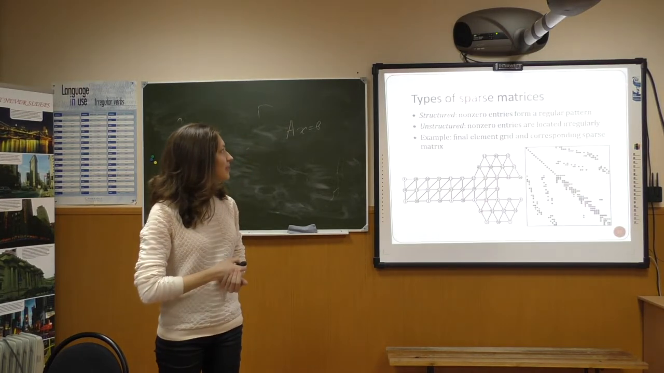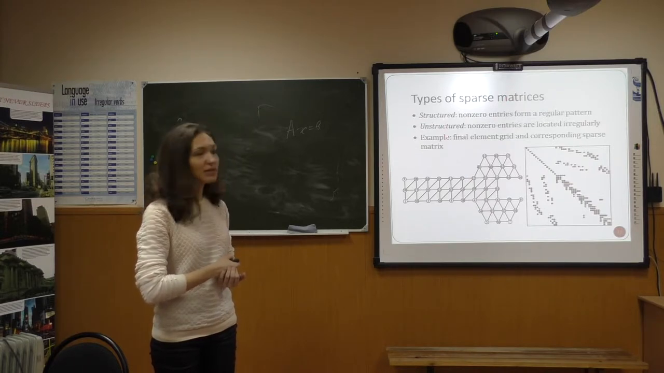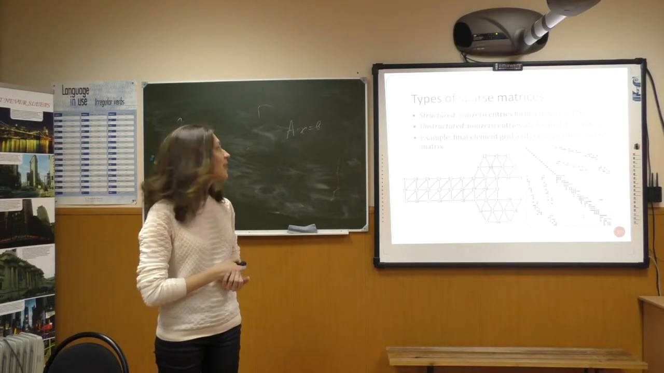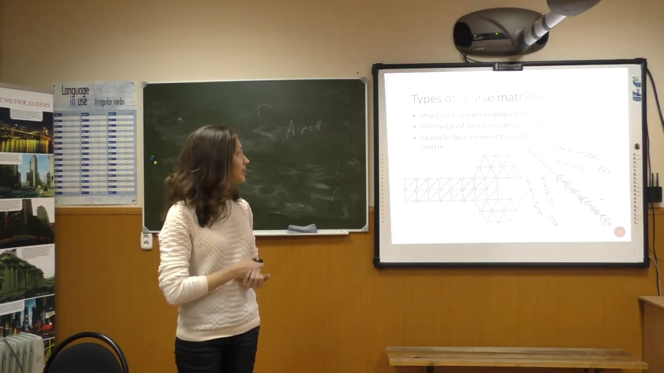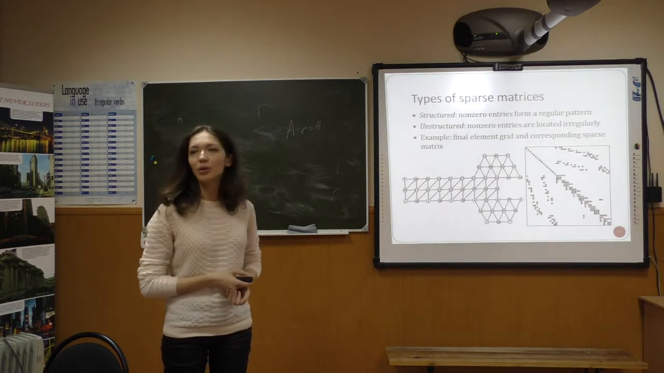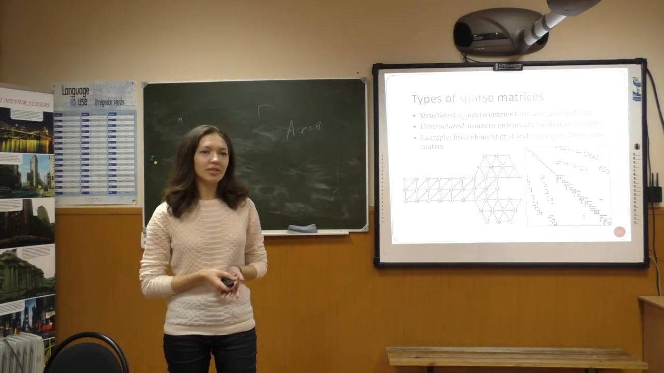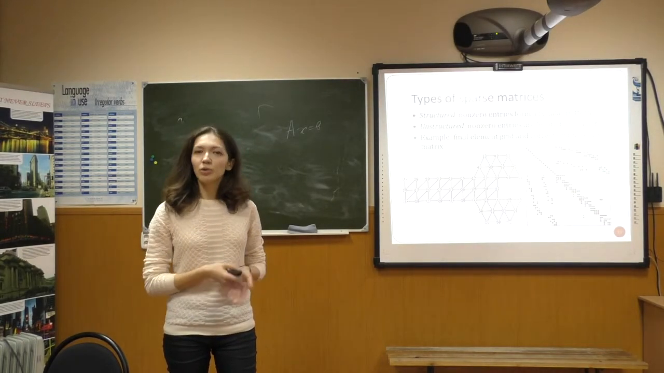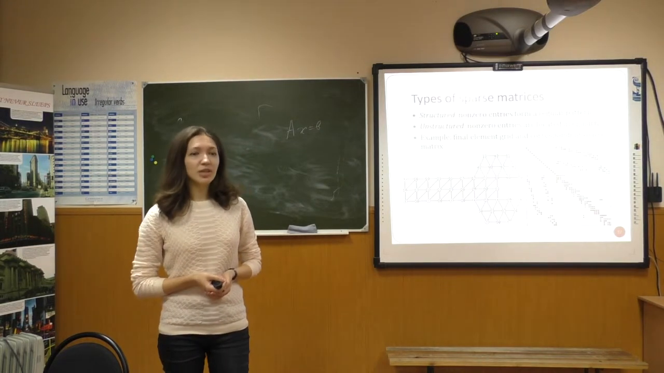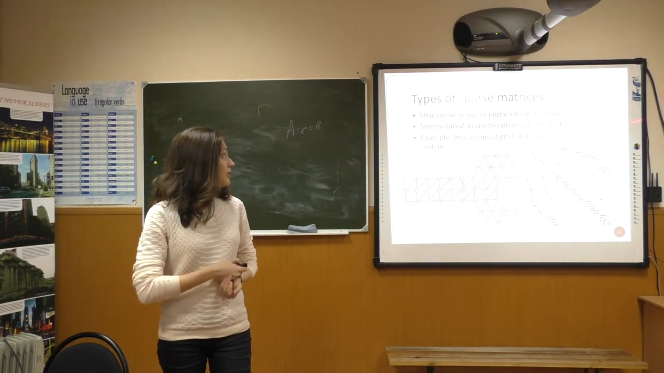And these sparse matrices fall into two types: structured and unstructured, or irregularly structured. Structured matrices are matrices whose non-zero elements form a regular pattern. For example, they are located along several diagonals or in block diagonals, something like this. Other types of matrices are called irregularly structured. And this is the example.